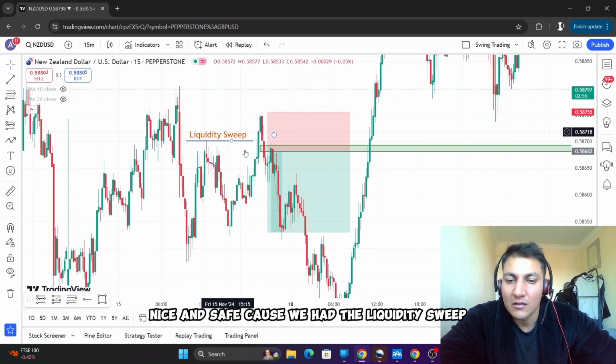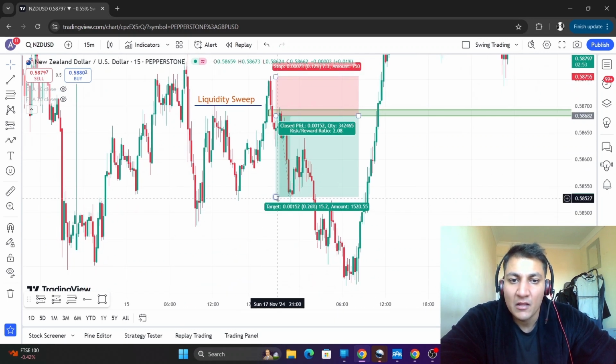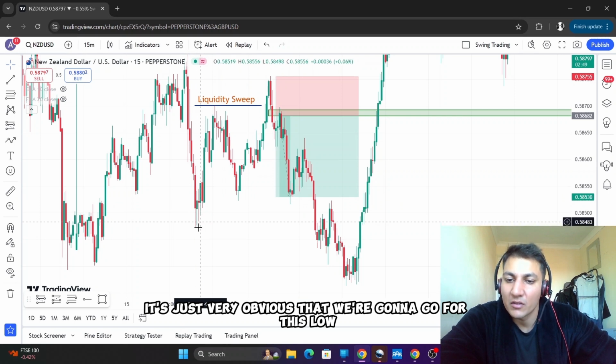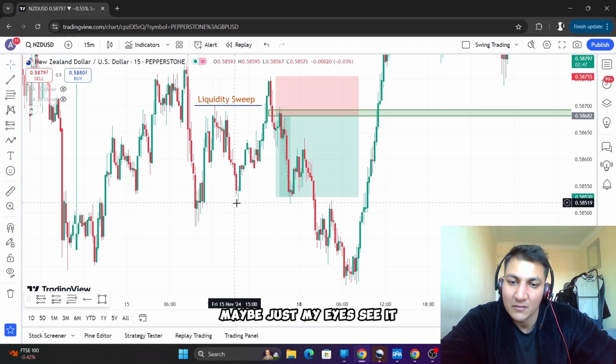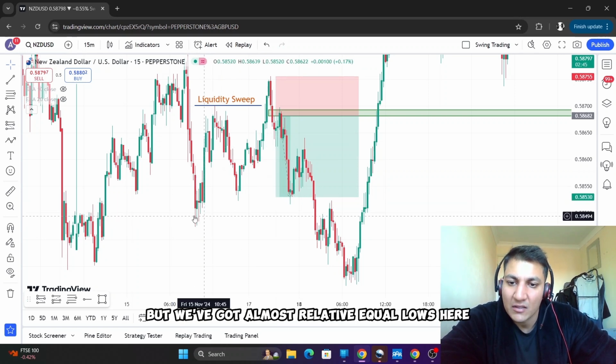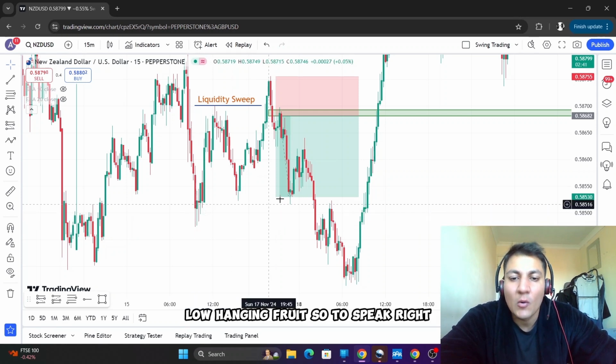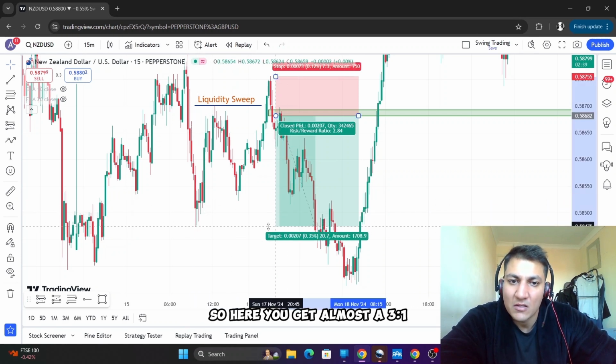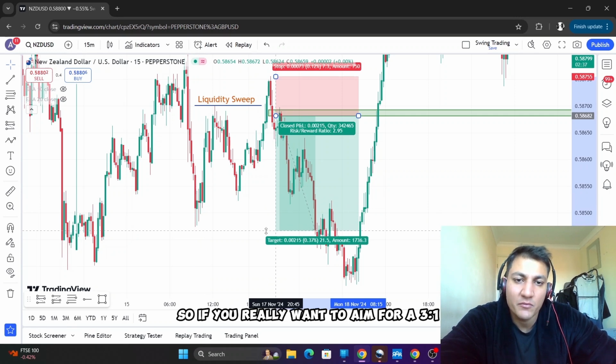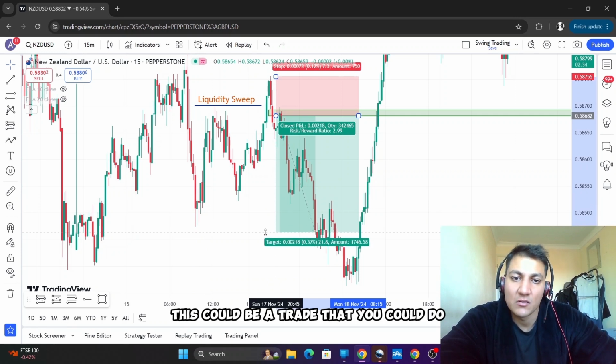Nice and safe, because we had the liquidity sweep. In terms of take profit, obviously always target at least a 2 to 1, but for me, it's very obvious that we're going to go for this low. Maybe it's just my eyes, but we've got almost relative equal lows here. We haven't really got any order block that's respected. Quite obvious, low-hanging fruit, so to speak, right? So here, you get almost a 3 to 1. If you really want to aim for a 3 to 1, this could be a trade that you could do a 3 to 1 for.